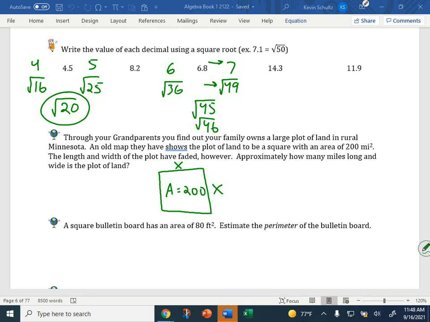Now, what do we know about a square? I can label both of those just x because what do we know about a square? Aiden: All sides are the same. So the area of a square is one side squared, right?